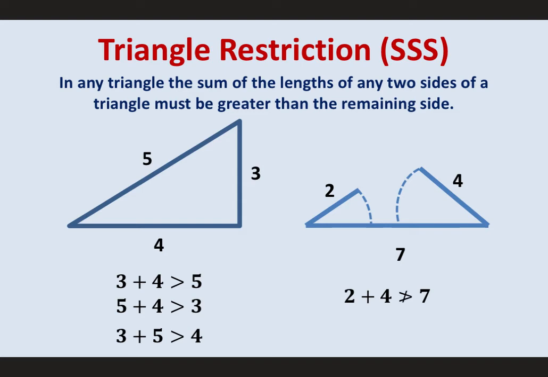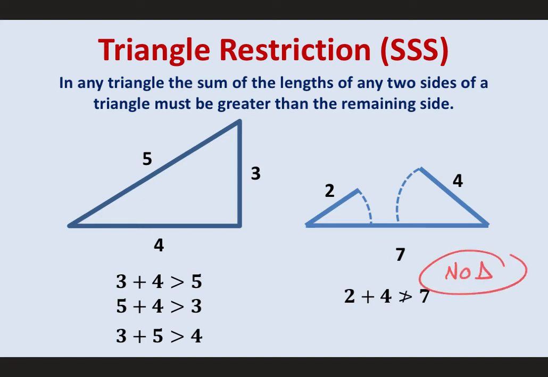If you have something like this, 2, 4, 7, 2 and 4 make 6, and 6 is not bigger than 7. So if you got this problem as a setup where it said little a is 2, little b is 4, little c is 7, you would say there is no triangle. You could just say no triangle and be done with the problem.